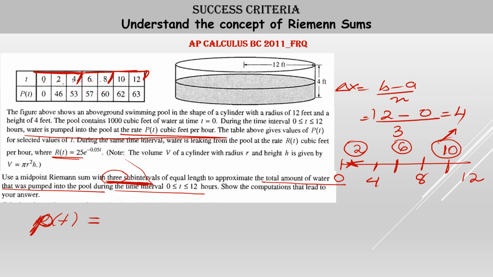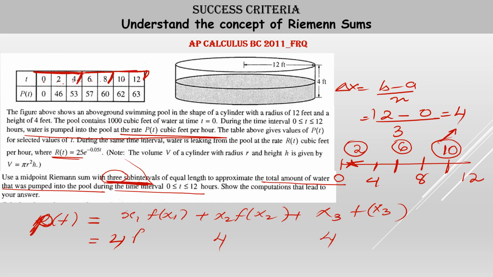Amount of water pumped into the pool. Okay, so what we are going to do for the midterm, we have x1, f of x1, x2, f of x2, and x3, f of x3. Now the widths are the same everywhere. So you will write here 4, and here 4.